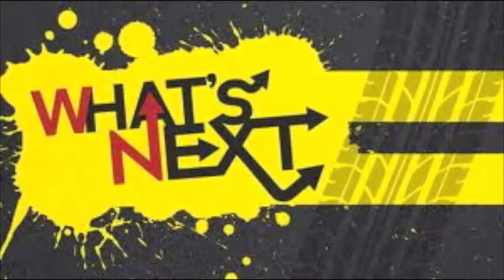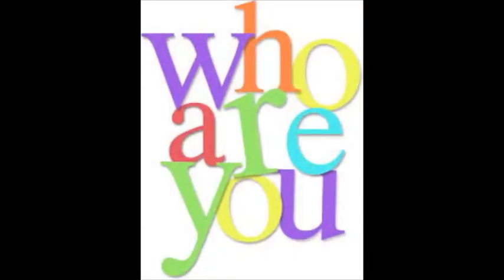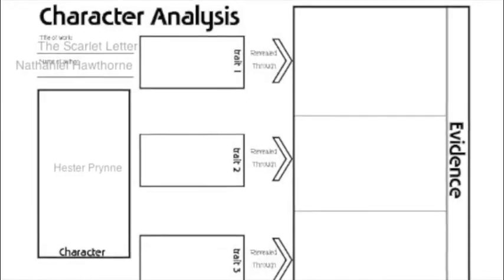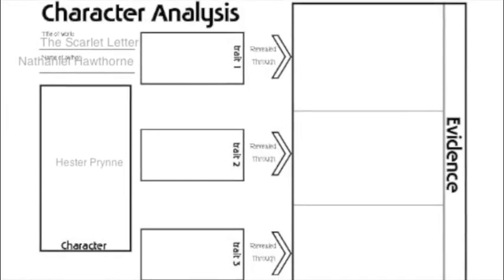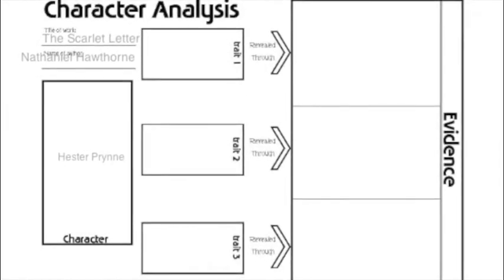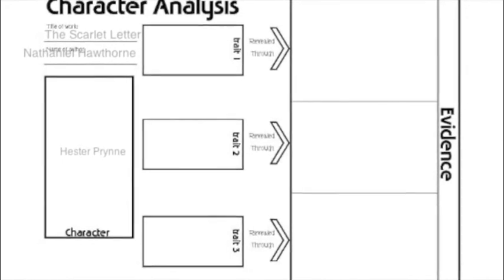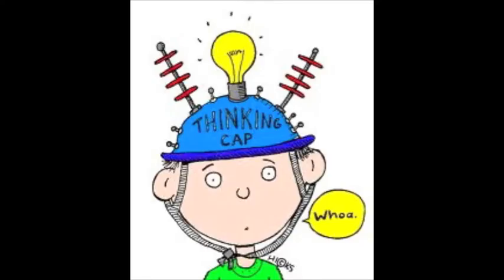Now what's our next step? Next, we need to know which character we are analyzing. Who can we analyze? Let's analyze one of the main characters, Hester Prynne. Write Hester's name in the character box to show who we are analyzing. Now your organizer is starting to take shape. Looks pretty good, but we can do better than this. Put your thinking cap on.